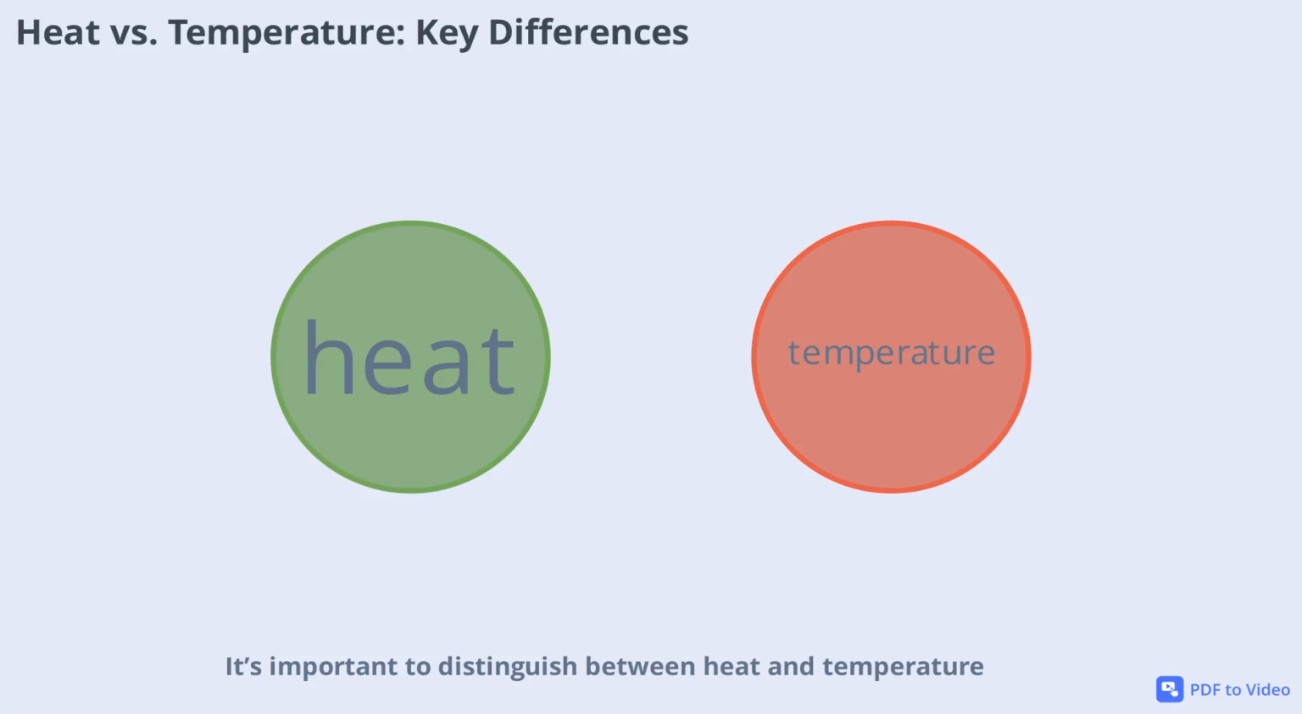It's important to distinguish between heat and temperature. Heat is a form of energy transferred due to temperature difference, while temperature measures the average kinetic energy of particles. We'll clarify these concepts with examples and analogies to prevent common misunderstandings.